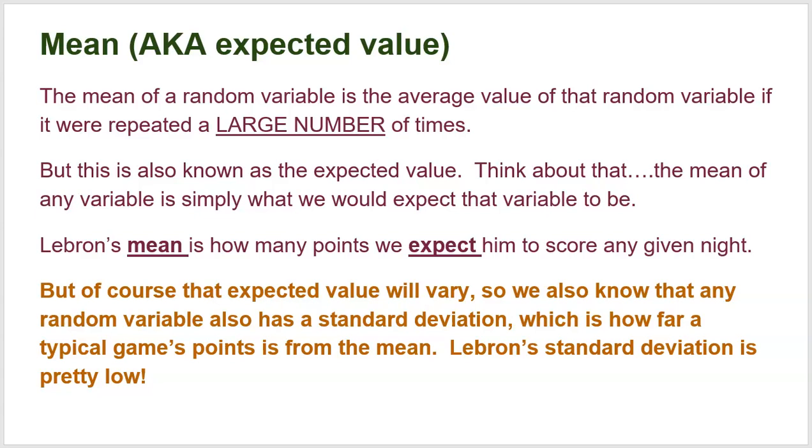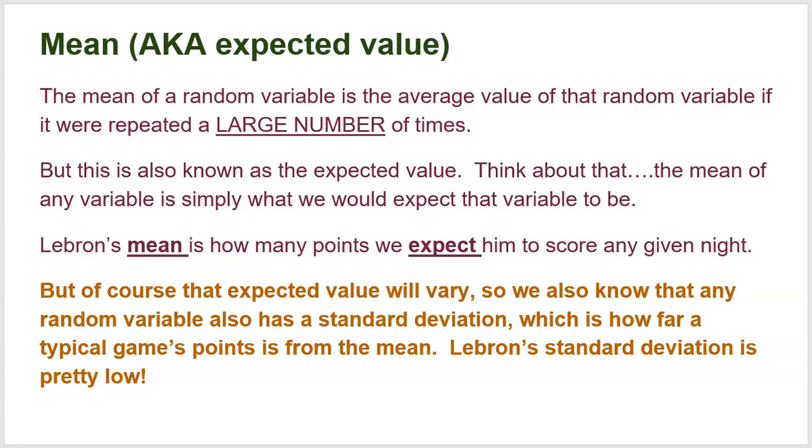So if LeBron's career average is 27.2 points, and that's an average of many, many games, and you say, how many points is he going to score tonight? Well, I would expect him to score 27.2. But guess what? It could vary. He might score a little more. He might score a little less. So that's why a mean always comes with a standard deviation.